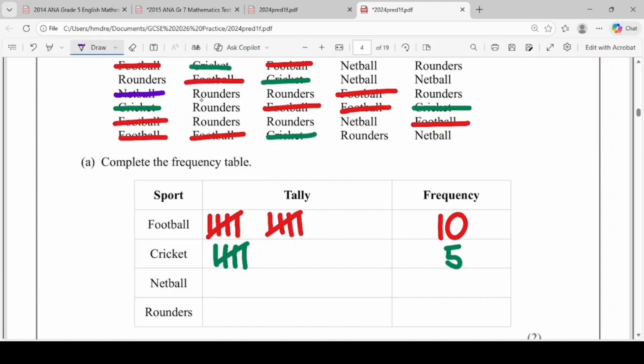Netball, we got 1, 2, 3, 4, 5, 6. So 6 netball players.